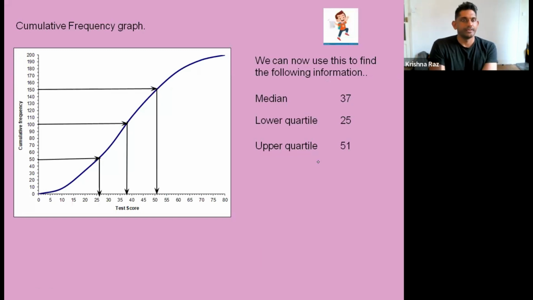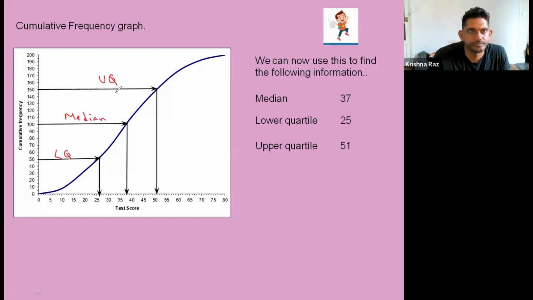Yes. And so we've used the graph there to find the lower quartile, the median, and the upper quartile. So these values match to their respective lines. From that, we can find the interquartile range. The interquartile range is simply the gap between here to here. So it's the gap between the upper quartile and the lower quartile. So we'll get 51 take away 25, which is, well done, 26.